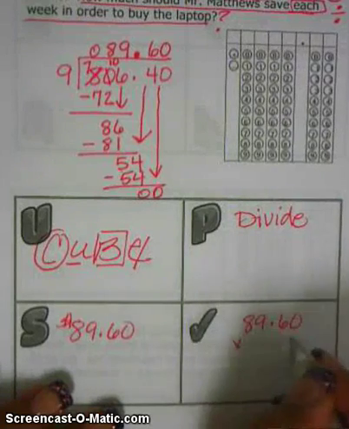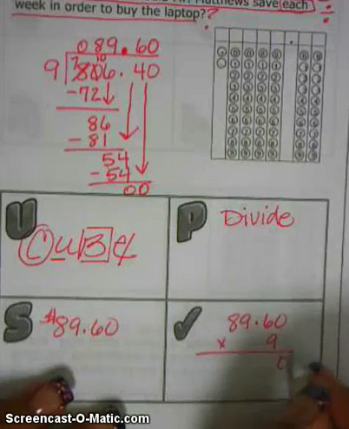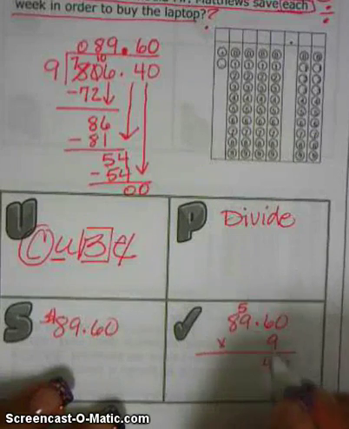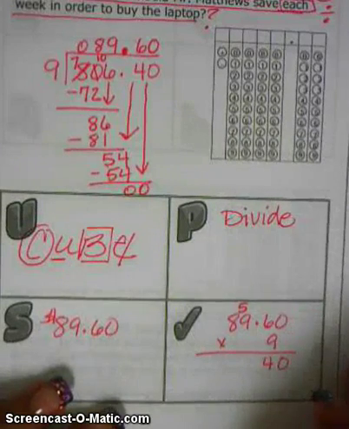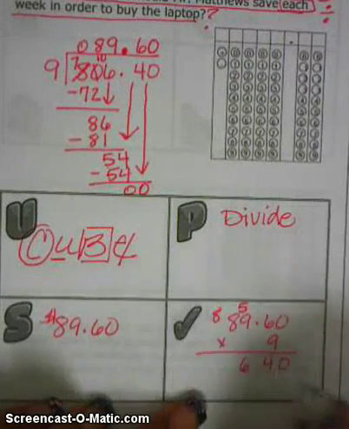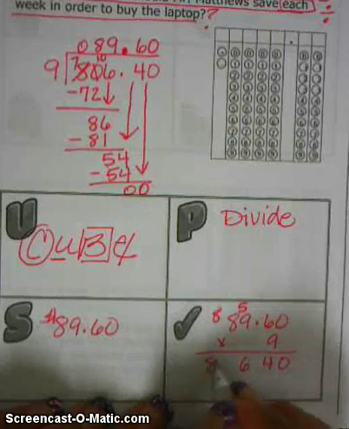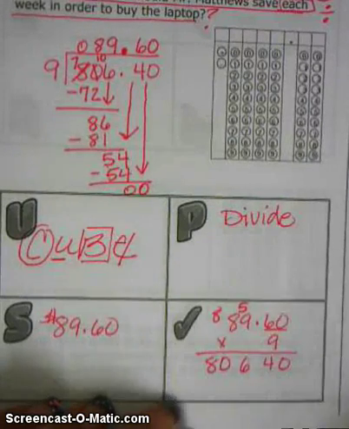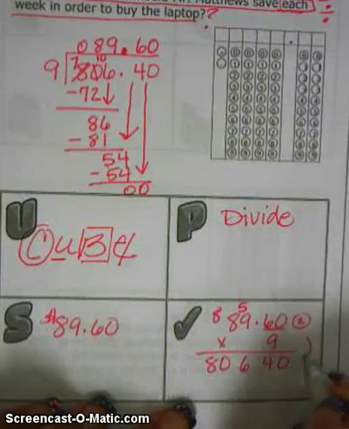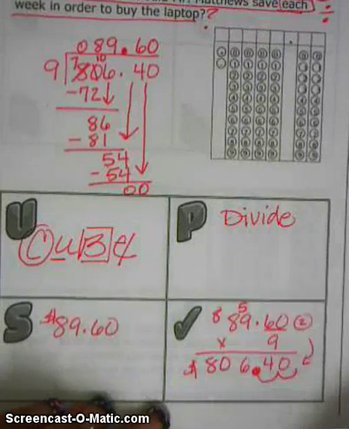$89.60 and multiplying it by 9 to see if I get the total cost of the laptop. 9 times 0 is 0. 9 times 6 is 54. I'm going to put my 4 down and carry my 5. 9 times 9 is 81. Plus 5 is 86. I'm going to put my 6 down and carry my 8. 9 times 8 is 72. Plus 8 is 80. I have 2 decimal places in my $89.60. So that means that I need to move my decimal 2 places to the left. And so you're going to see that my check is good.